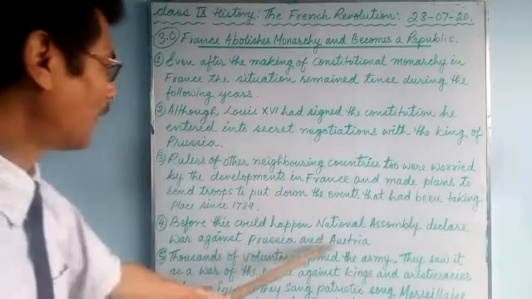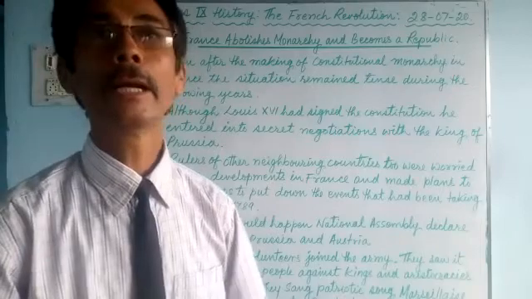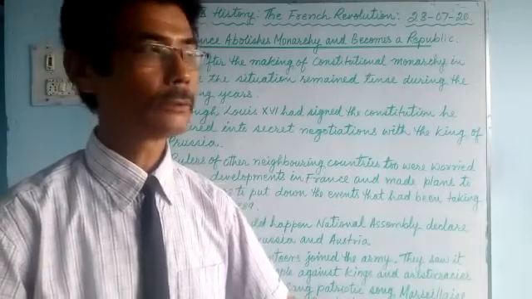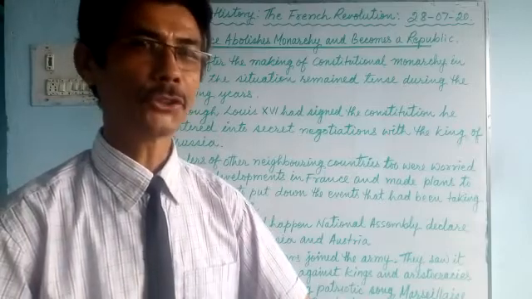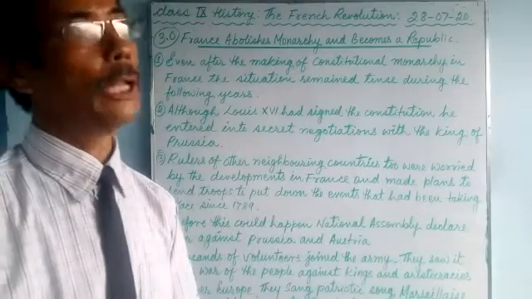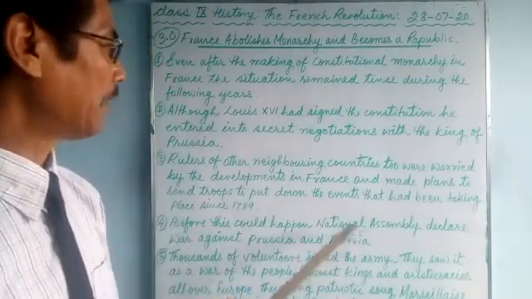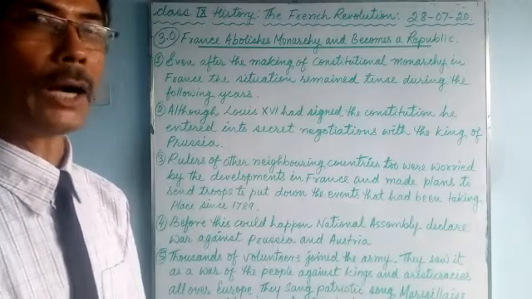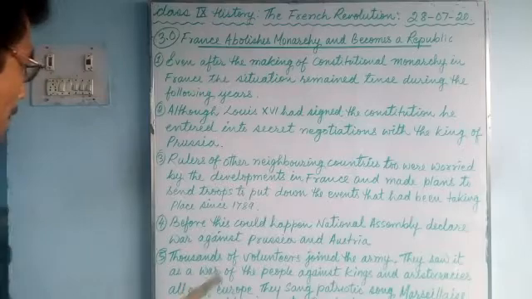the National Assembly declared war against Prussia and Austria. The National Assembly declared war against Prussia, the king of Prussia's country, and Austria. These two countries were very powerful. But still, the National Assembly now declared war against Prussia and Austria. Now let's see what happened.